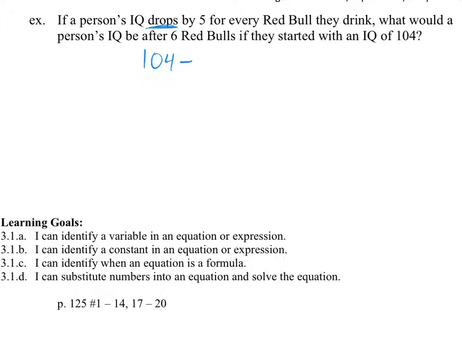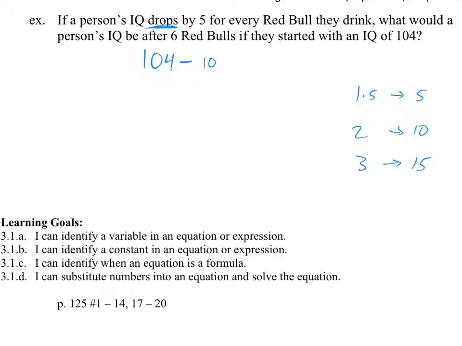If instead of 1 Red Bull, they have 2 Red Bulls, we'd be dropping it by 10. So 1 Red Bull I need to turn into a 5, 2 Red Bulls I need to turn into a minus 10, 3 Red Bulls I need to turn into 15. So what could I do to 1 to turn it into 5? I could add 4 or I could times it by 5, yes?